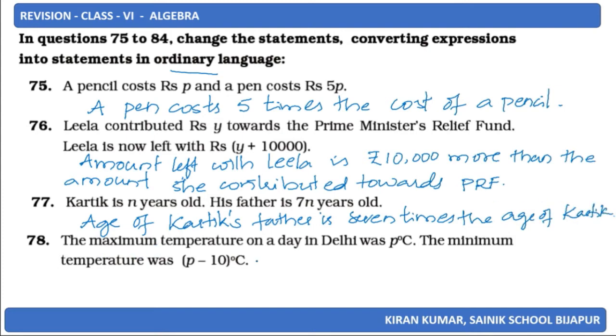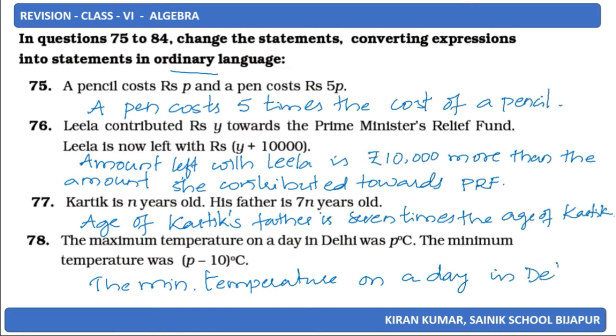The maximum temperature on a day in Delhi was p degrees Celsius. The minimum temperature was p minus 10 degrees Celsius. Here, the minimum temperature on a day in Delhi was 10 degrees Celsius less than the maximum temperature. This is an ordinary statement.